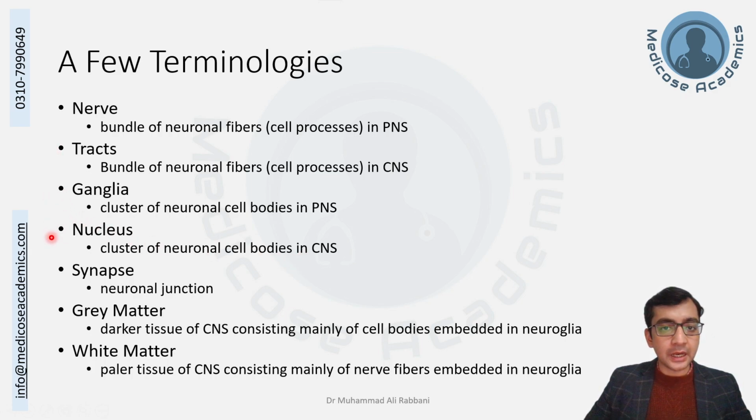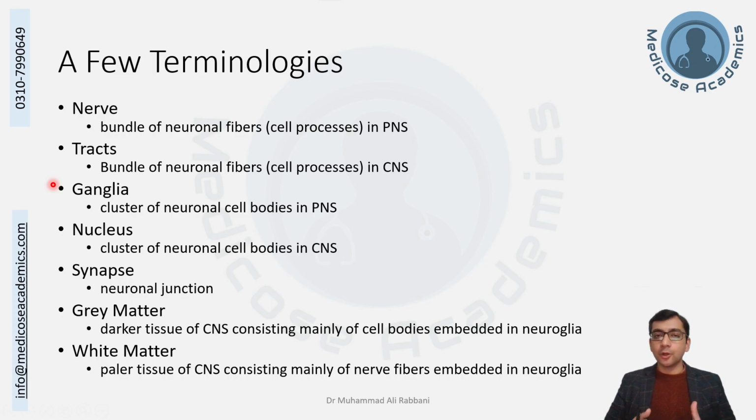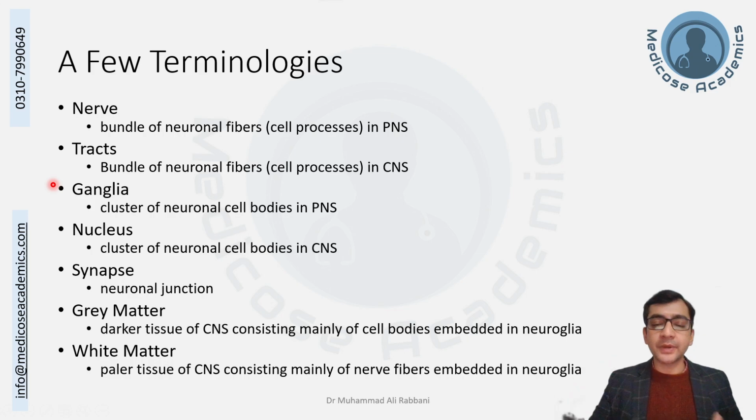Similarly, the words ganglia and nucleus are differentiated from one another. The cluster of cell bodies that is present outside the central nervous system, out in the peripheral nervous system, is called ganglia. This includes the sensory ganglia like the dorsal root ganglion, or autonomic ganglia like the ganglia present in the sympathetic chain, or the parasympathetic autonomic ganglia that are present in the head and neck region.